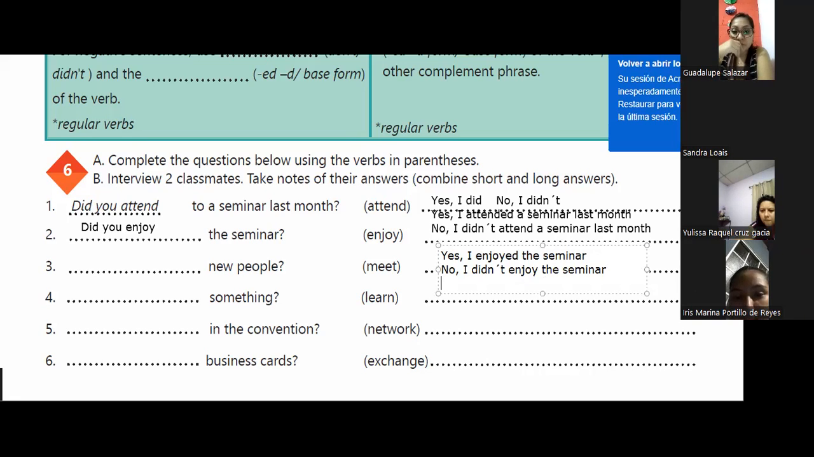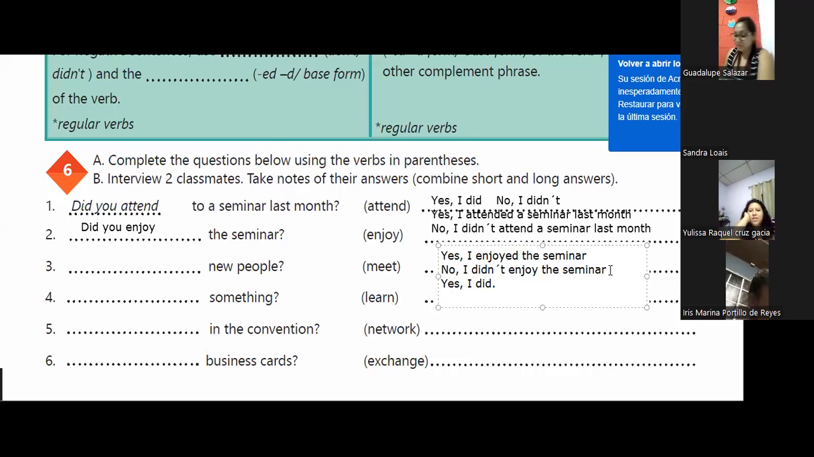Let's see. Guadalupe, can you give me a positive short answer? Perdón, una respuesta positiva, corta. For number 2. Yes, I did. Okay, thank you very much. Yulisa, the negative short answer. No, I didn't.